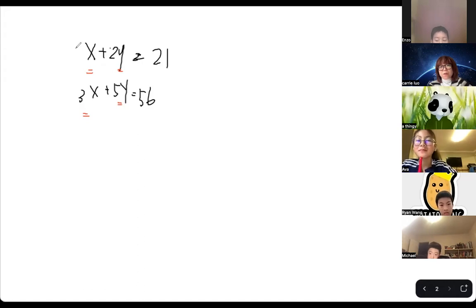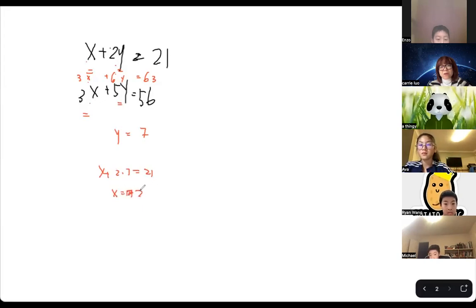And we want to get rid of x. Good job, okay? The reason we want to get rid of x is because when we do, we only need to times 3 for every single term. So 3x plus 6y equals 63. Correct, Michael? Okay, so 3x minus 3x equals no x, 6y minus 5y equals y, and 63 minus 56 equals 7. So y equals 7. So when y equals 7, x plus 2 times 7 equals 21. So x equals 21 minus 14. x also equals 7.